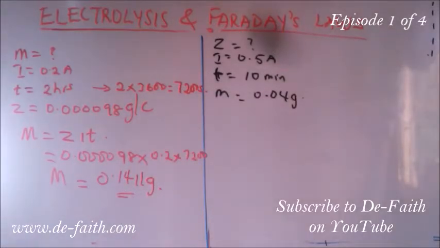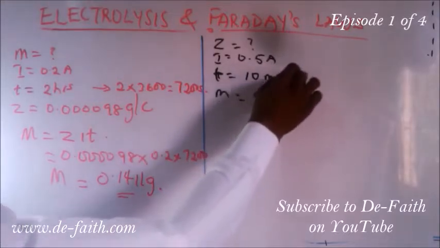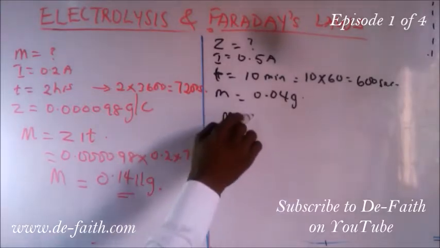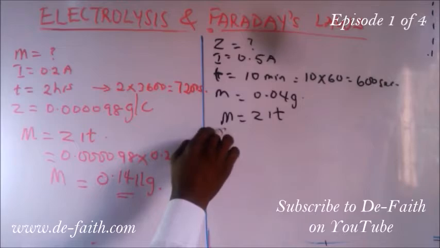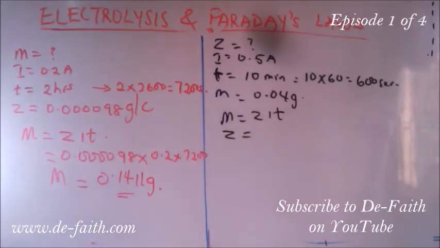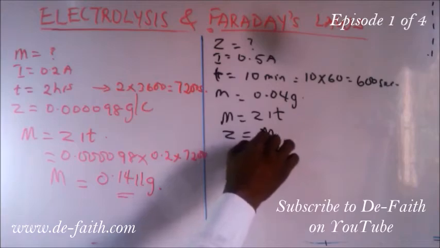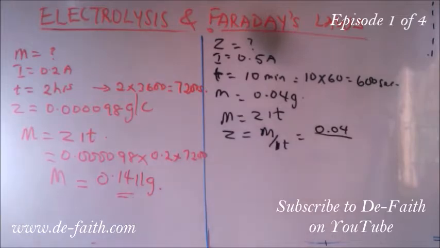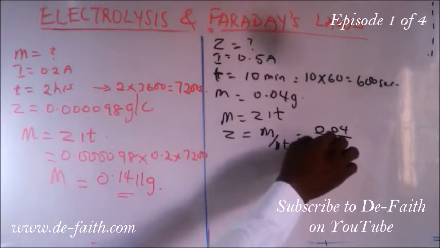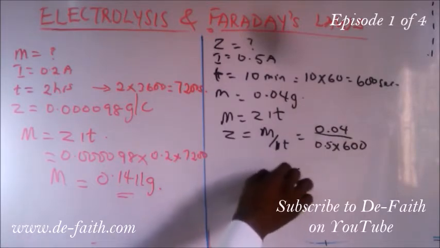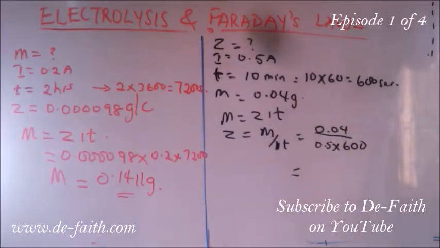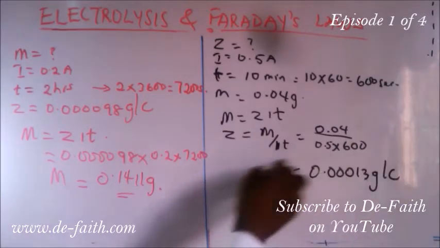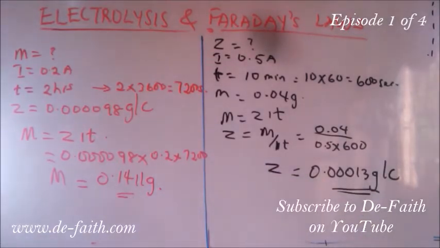So first, we'll convert the 10 minutes into seconds, and that will be 10 times 60, which is 600 seconds. Our formula here is M equals ZIT. So looking for Z, which is the chemical equivalent, equals M over IT. So our M is 0.04 and our current is 0.5 times time, which is 600 seconds. And when we multiply all this out, we'll have 0.00013 gram per coulomb as the chemical equivalent.